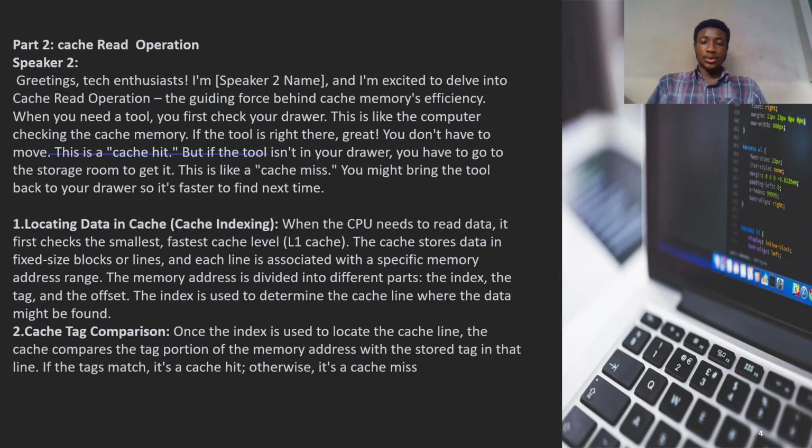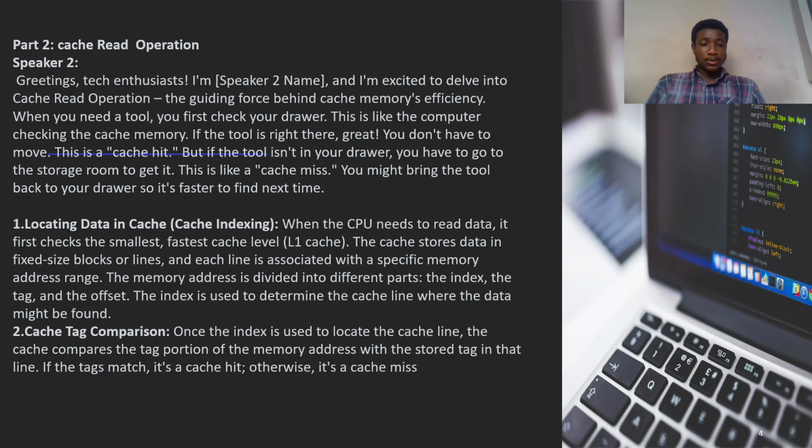The index is used to determine the cache line where the data might be found. So all this is explaining how the cache read operation locates data in the cache. The script said it first locates the level 1 cache. After it locates the level 1 cache, it goes through to find if the item being searched for is over there. If not, it moves on to another division of the cache to look for that same data.